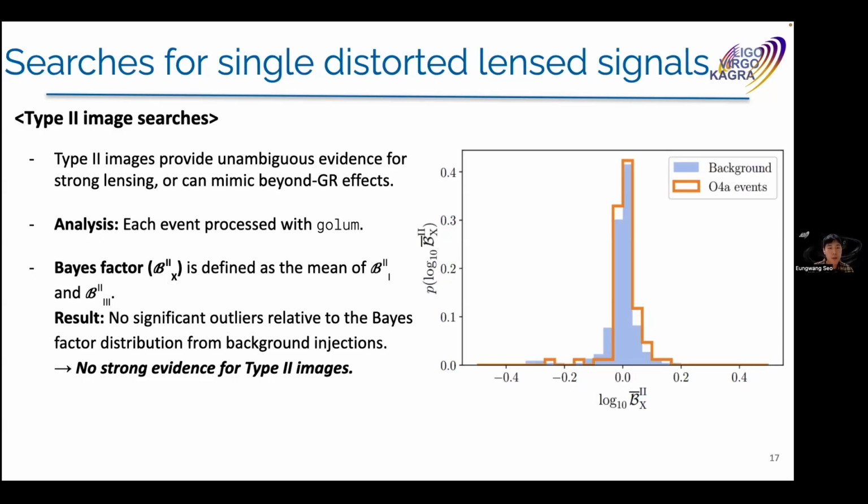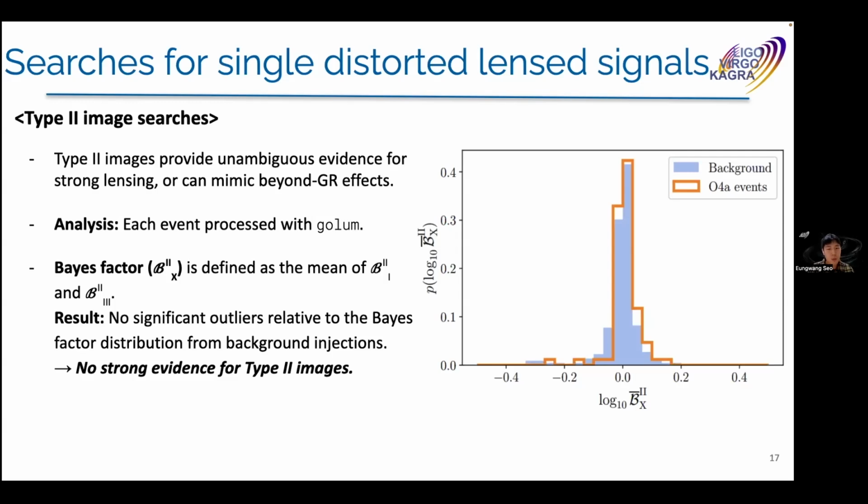and the pipeline produces two Bayes factors for each event. So one comparing type 2 versus type 1, and the other comparing type 2 versus type 3. And also, since type 1 and type 3 images are not distinguishable in practice, we take the mean of these two Bayes factors as our statistic. And we also compute the same Bayes factors for the lensed background introduced earlier and compare them with those from the observed binary black hole events.